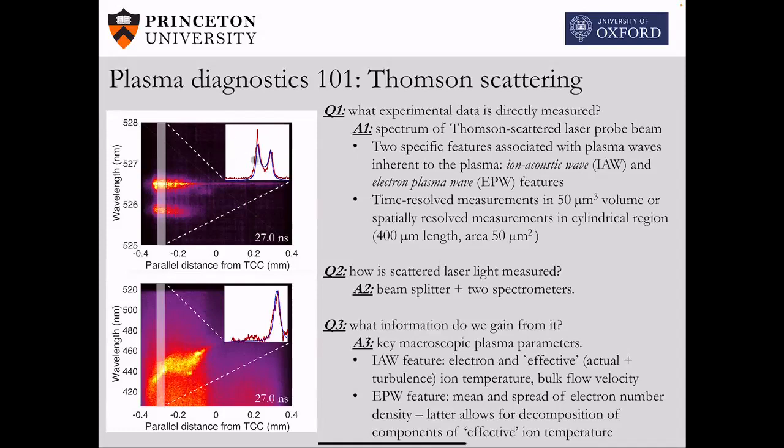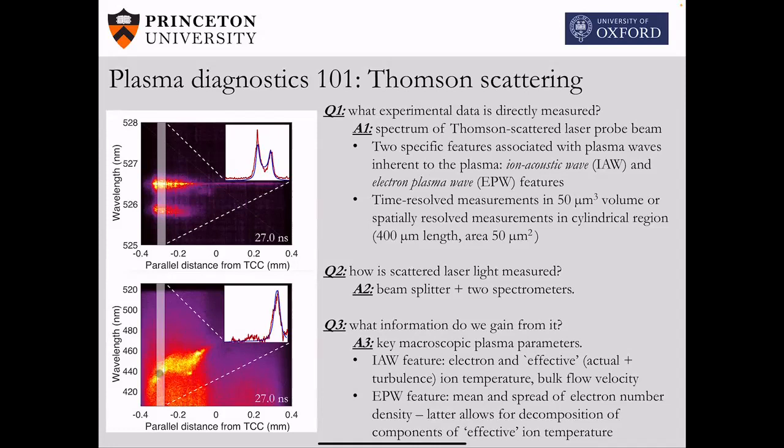Sorry, I should say the electron temperature is the distance between these two peaks. The effective ion temperature is the width, and the bulk flow velocity is given by the shift of these two peaks with respect to the initial frequency of the incident laser probe beam, which is shown by this line here.